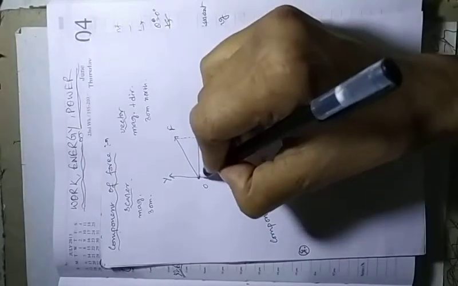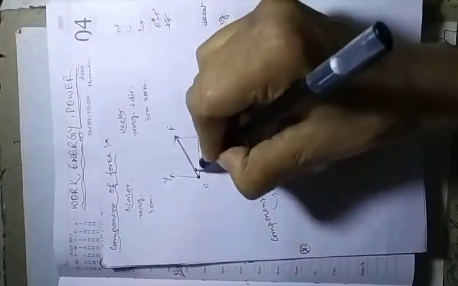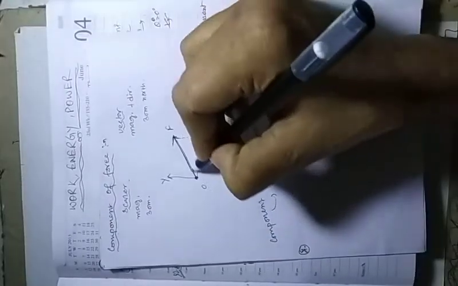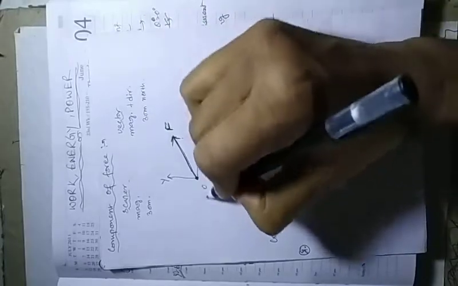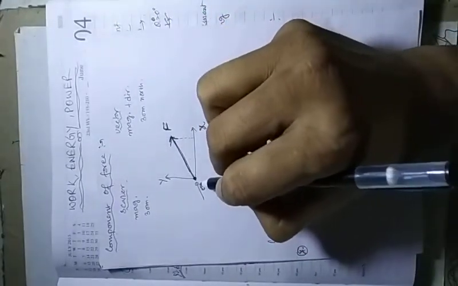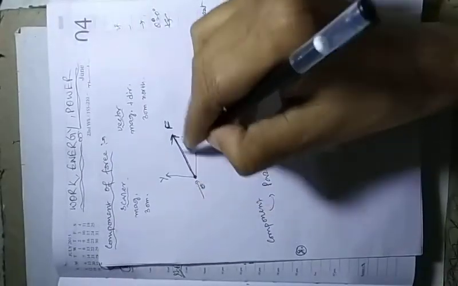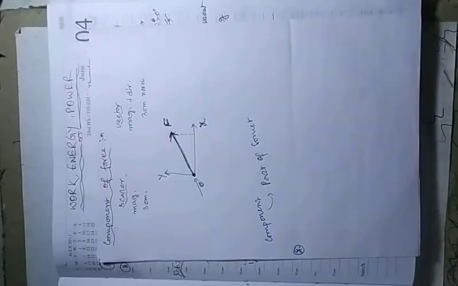Suppose, students, there is a point O, and a force is applied along this diagonal direction, not parallel, at an angle theta. This force is applied on the point O, and a motion is there, means a force F is applied on O, and the displacement is O to F. This is the displacement. Now students, how do you calculate work done in this case?